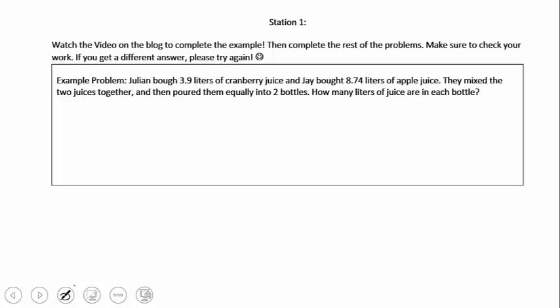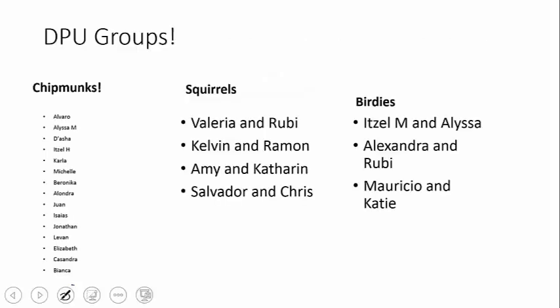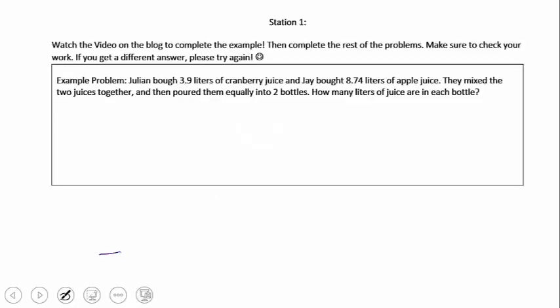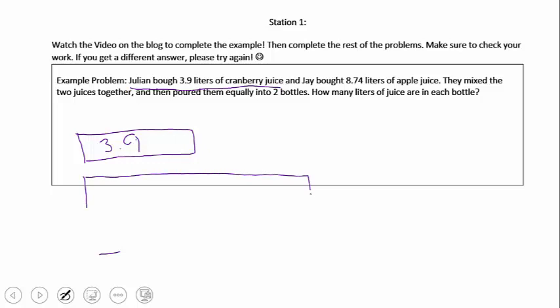So my first step when I read a word problem is to really read it, and then I draw a picture of each little step. So here I have Julian. He bought 3 9/10 liters of cranberry juice. So I'm going to draw his little tape diagram, 3 9/10. And then I have Jay, who bought a lot more juice, 8 74/100 liters. They mixed the two juices together.